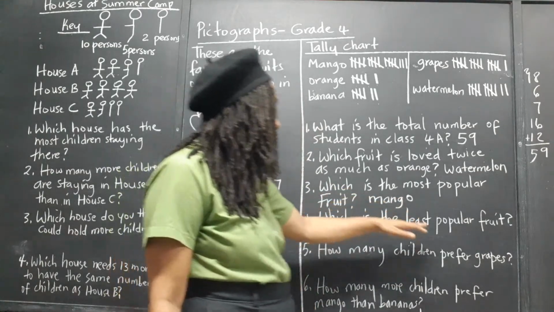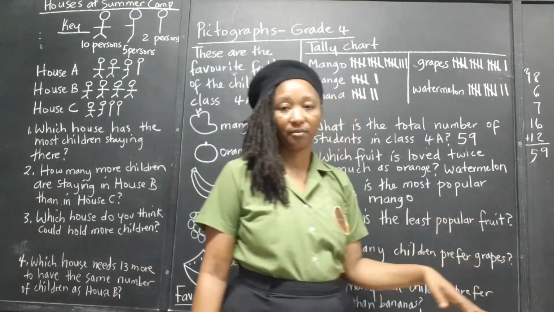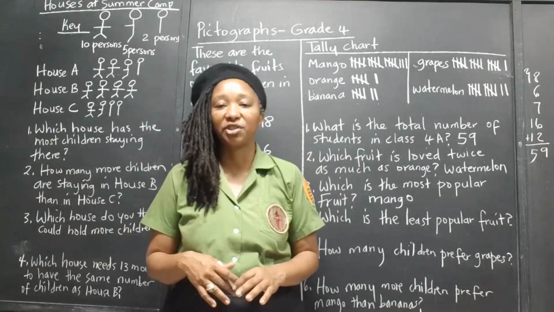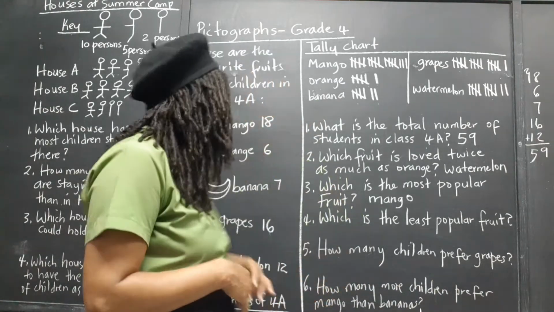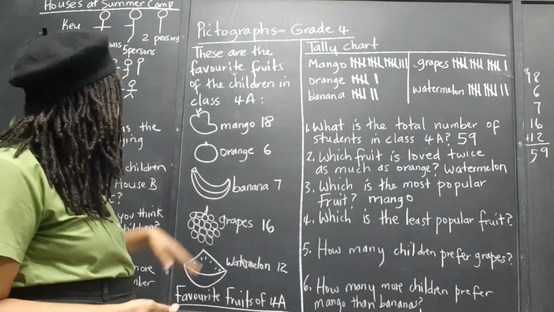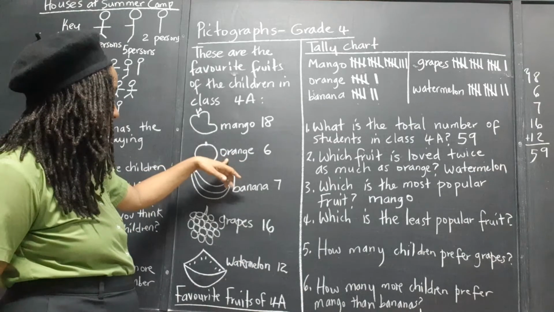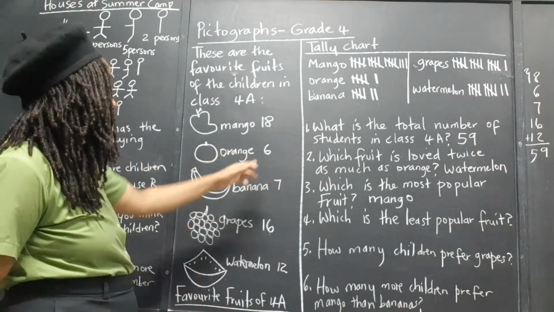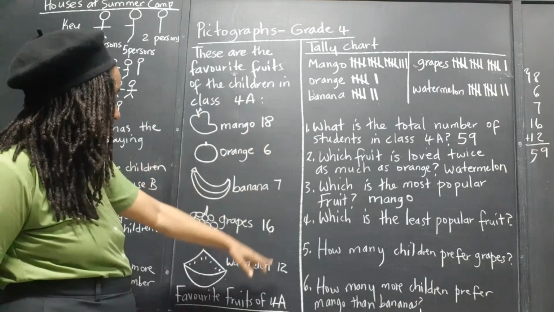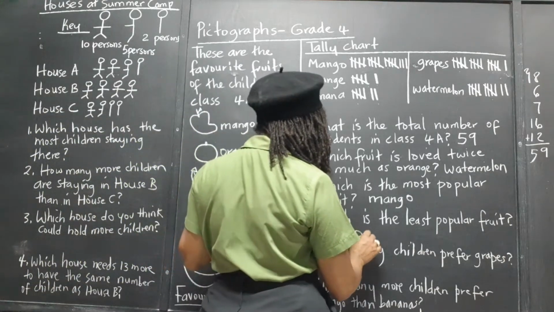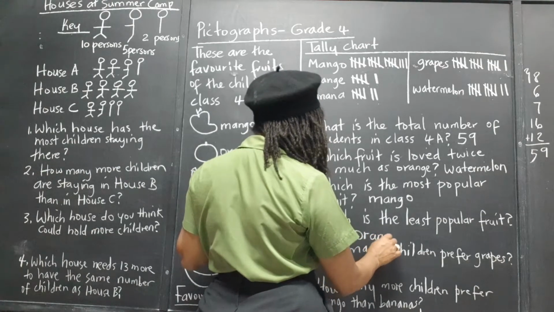Which is the least popular fruit? The one that the fewest number of children liked. The smallest number in the list. So that would be orange. 6 children say they prefer orange. 6 is the smallest number of the lot. So the least popular fruit then was orange.